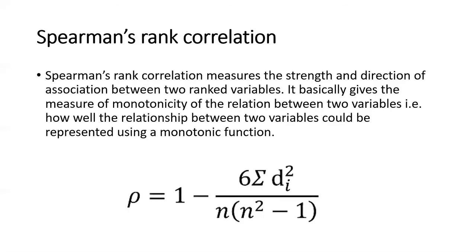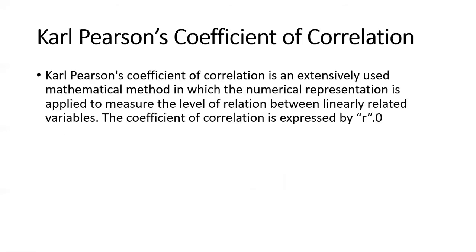I hope this Spearman rank correlation is clear. Then we have the most important one, Karl Pearson's coefficient of correlation. Karl Pearson coefficient of correlation is an extensively used mathematical method in which the numerical representation is applied to measure the level of relationship between linearly related variables. This method was given by Karl Pearson, so that's why the name is Karl Pearson coefficient of correlation.